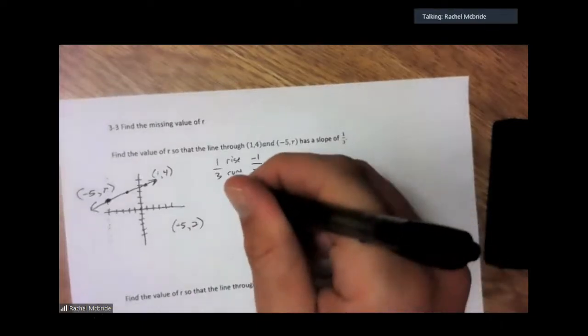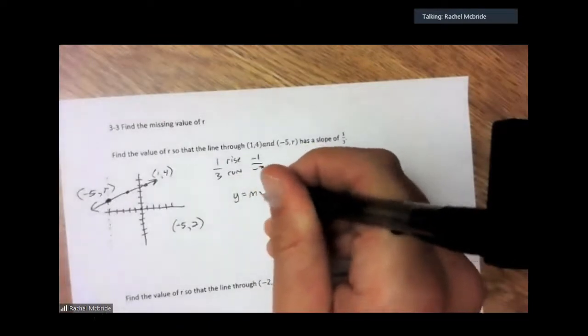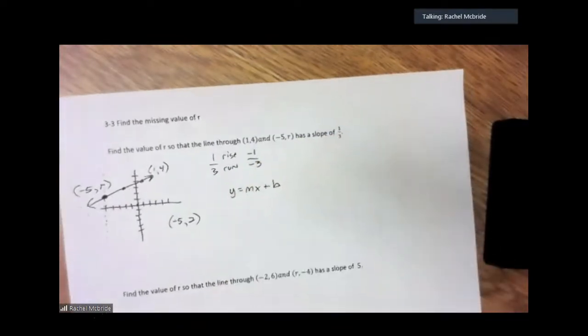So we could start with an equation that looks like this. I know you've seen this equation a bunch. There's y equals mx plus b.